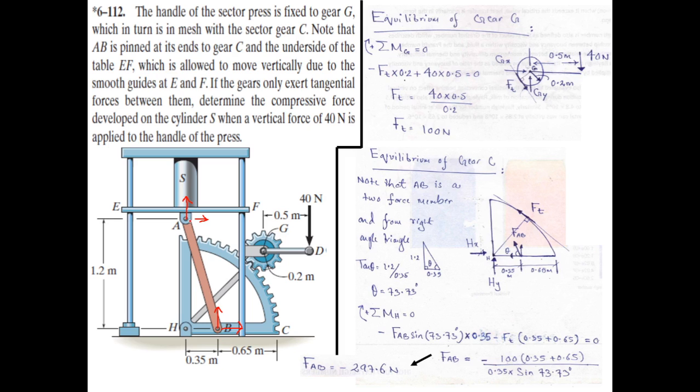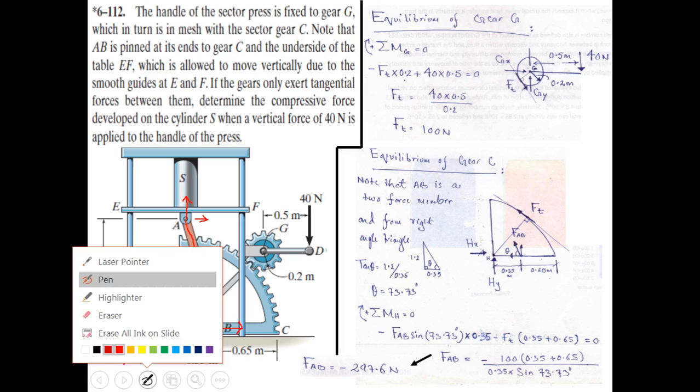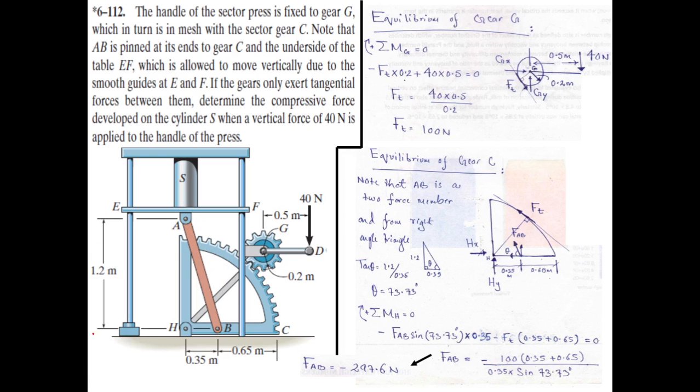So the resultant force applied at A will be equal in value to the resultant force applied at B, and they will be opposite in direction. And their line of action will be the straight line joining point A and point B. This we have already studied when we studied the two force members, concepts related to two force members.